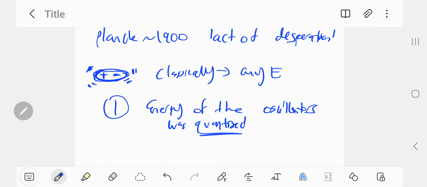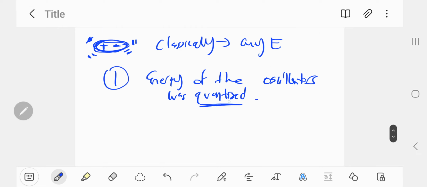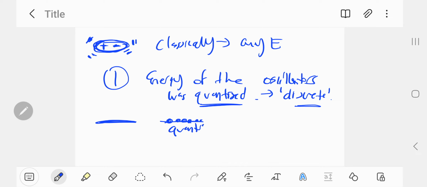This is a bit of a big word. Quantized means comes in discrete amounts, in very specific amounts and not just continuous amounts. Think of a string as opposed to a string with beads on it, right? A string with beads on it is quantized. It's made of chunks, and the piece of string is continuous.